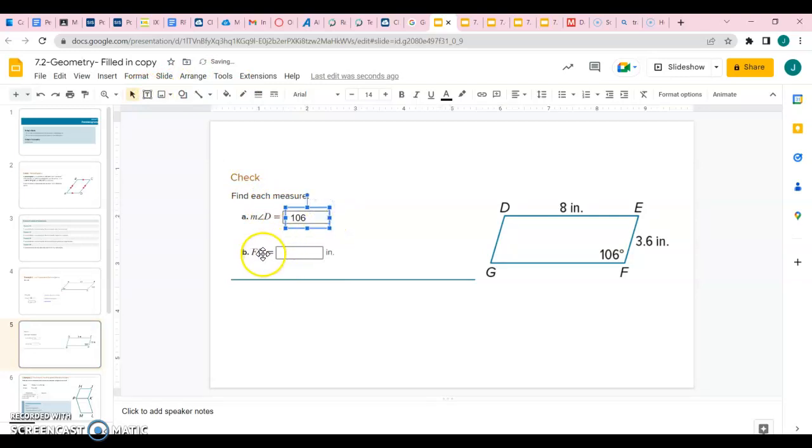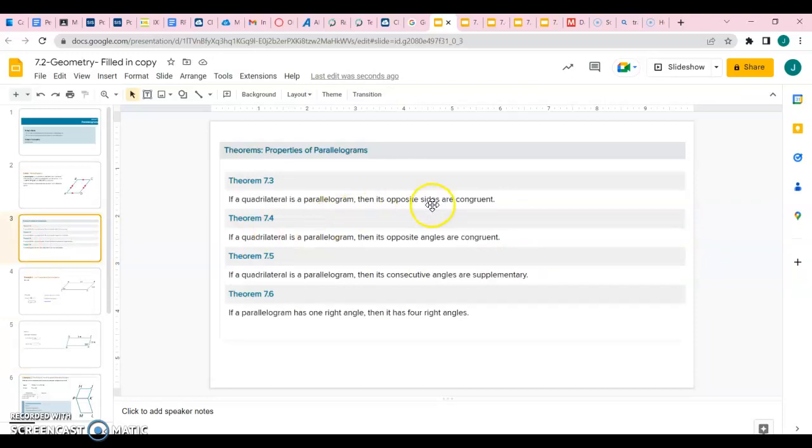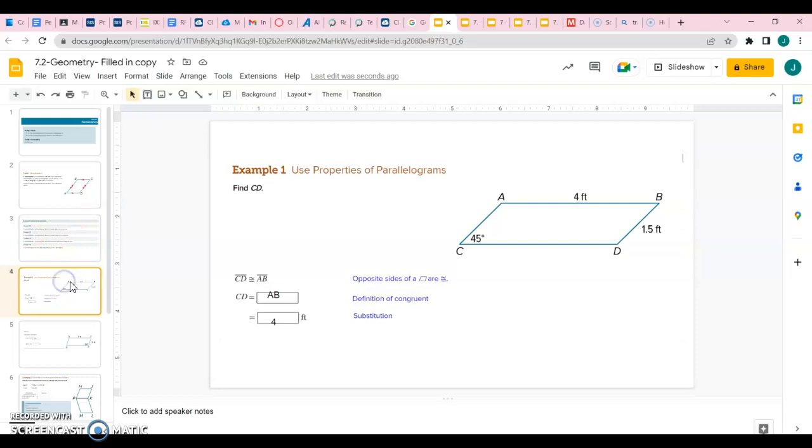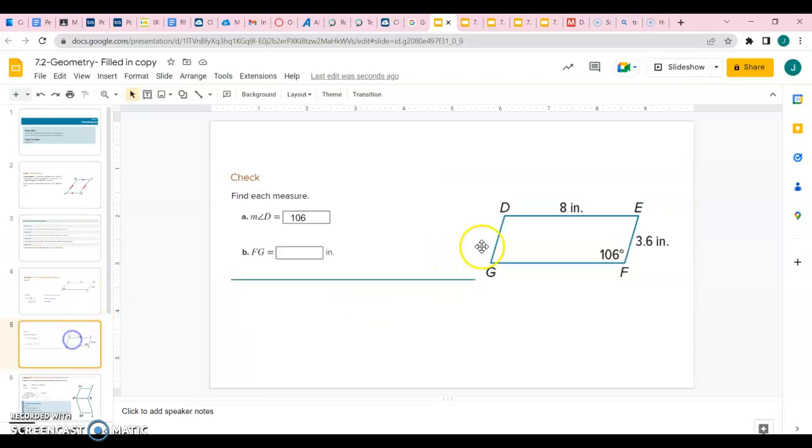So now I'm going to look at F to G. Going back to my theorems, 7.3 tells me that opposite sides are congruent. So if D to E is 8, G to F also has to be 8. So in this case, my answer would be 8.